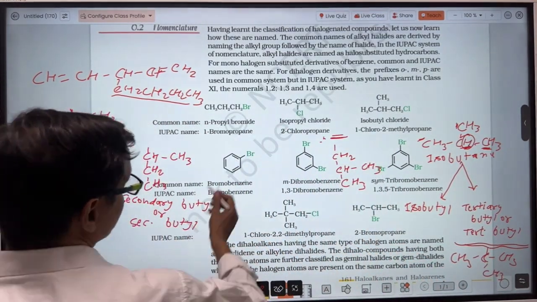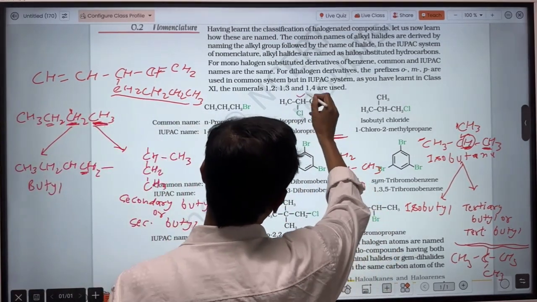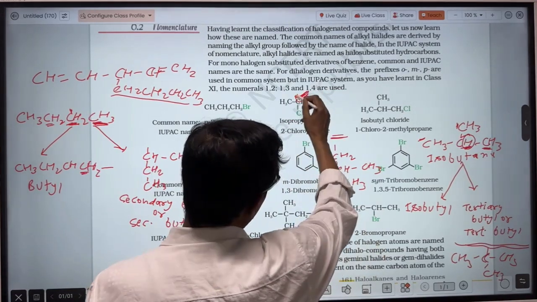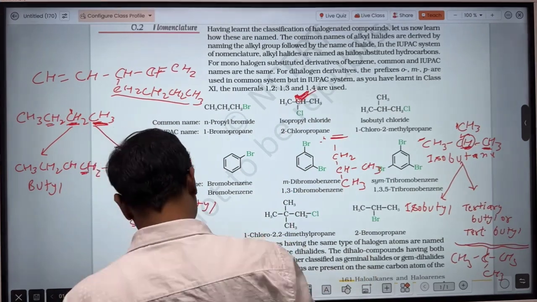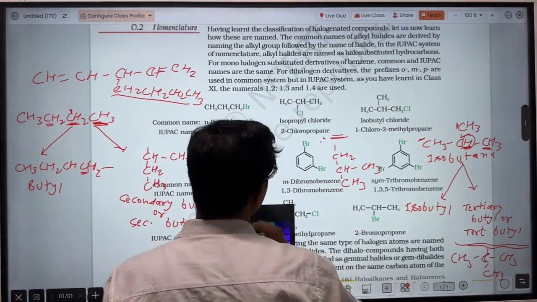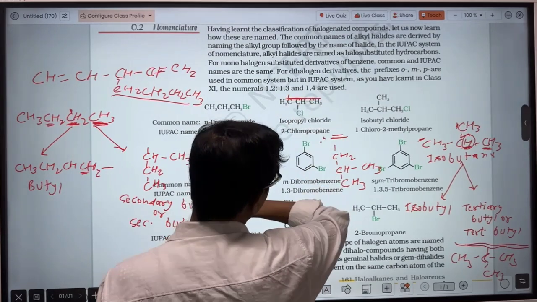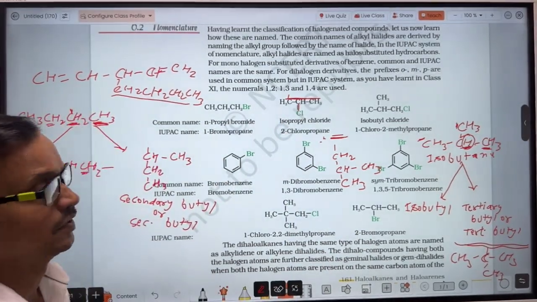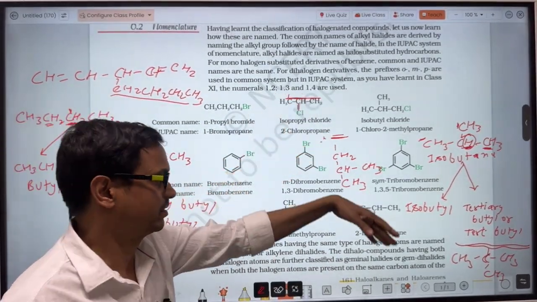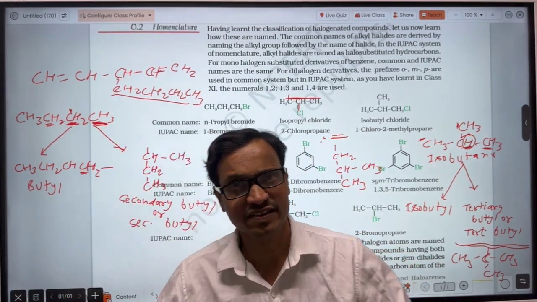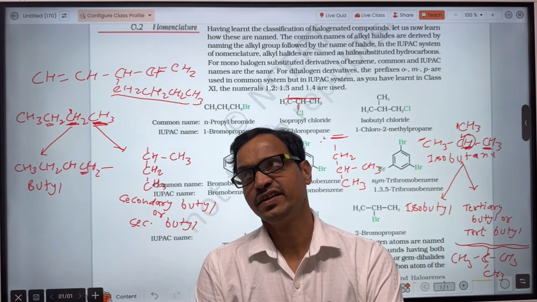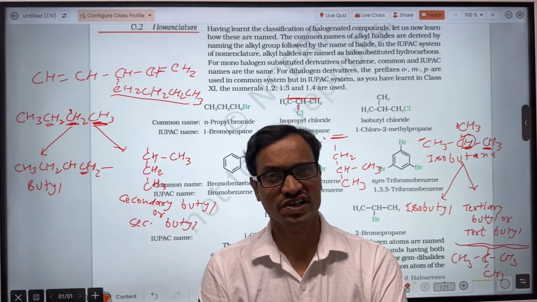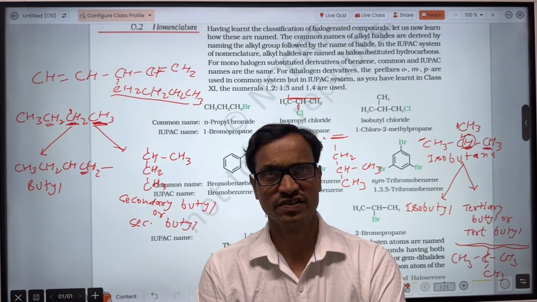Now let's see how to write this compound. So here, the butane group is called secondary butyl or isobutyl, and the common name will be isopropyl chloride. And how to write the IUPAC name? Firstly, you have to select the longer carbon chain as the main chain, and give the substituent the lower position. While doing this, you have to select the longest carbon chain which contains the functional group. When the functional group is present in the chain, first of all you have to select the longest carbon chain which contains the functional group.